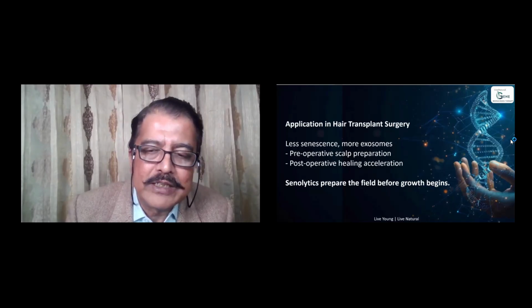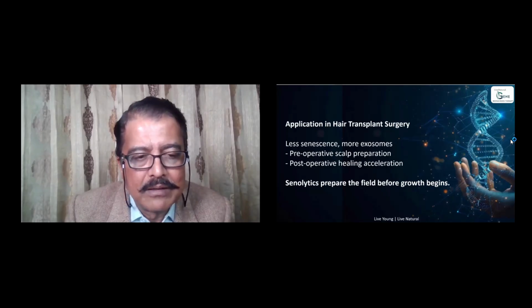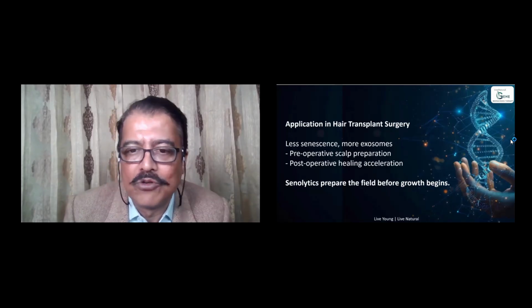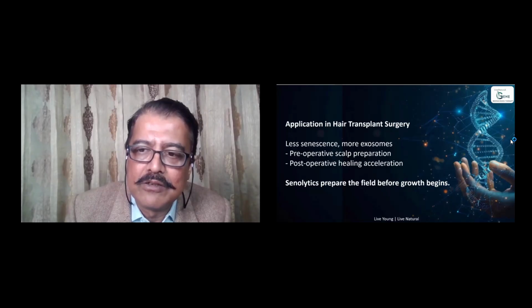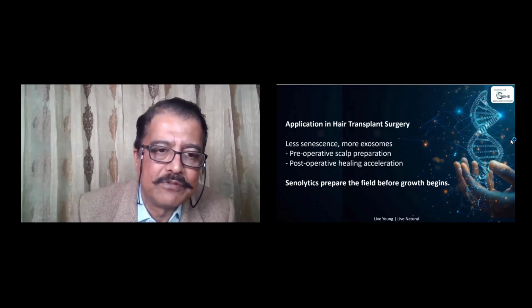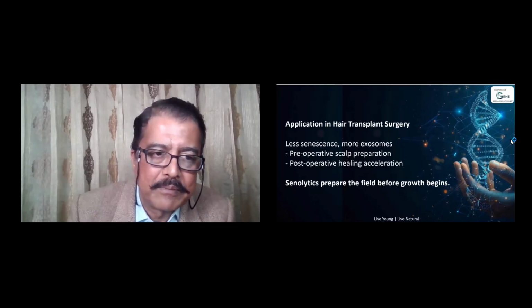So it helps in both phases, pre-operative scalp preparation also, where you make the skin healthy, you make the donor healthy, provide them with exosomes by just using the derma roller and fisetin. Make the recipient area more receptive. This is in the pre-operative scalp preparation. I'll tell the steps later on.